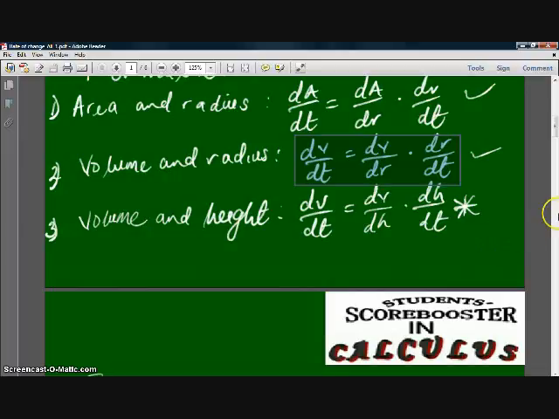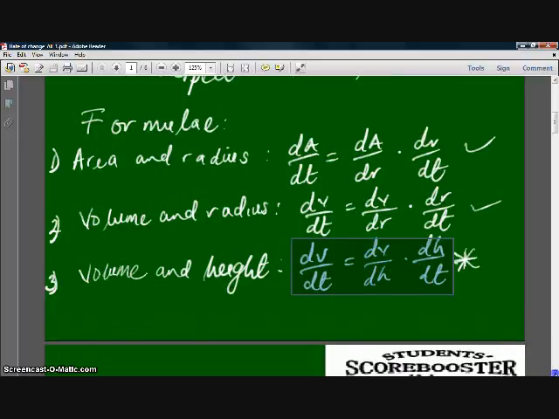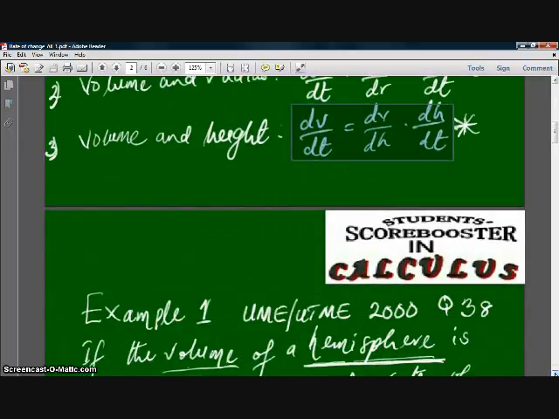Sometimes you can also have a question that will involve the volume and the height, and if that happens, the formula you're going to use is dV dt equals dV dh times dh dt. Let's get down to business. We're going to use these formulae to solve some questions.